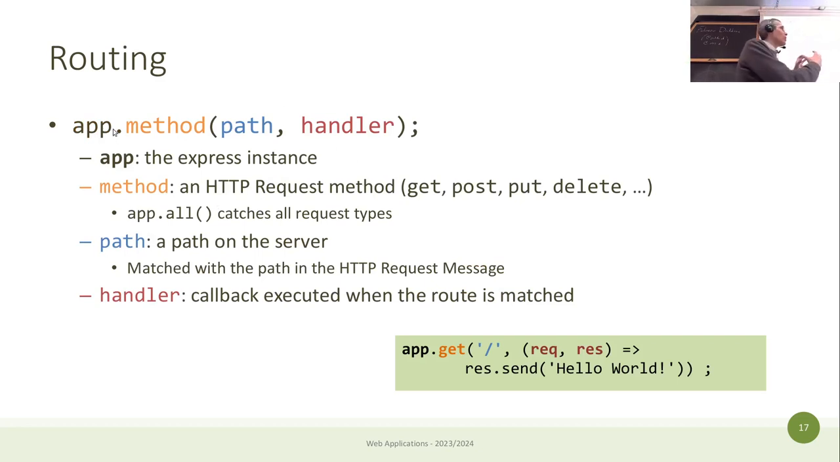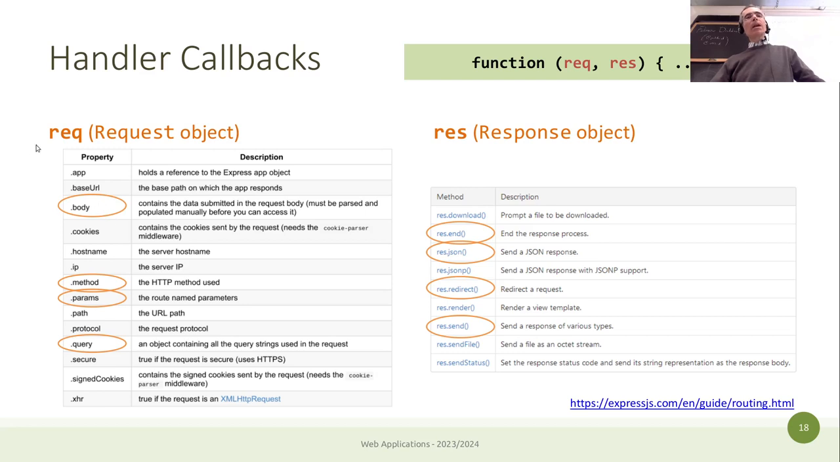App means the object created by Express. Here is the method, and the method is the HTTP method, all lowercase. So this could be get, post, put, delete in our application. The path, which is a string, and the handler, which is a callback, okay? Which takes two parameters. And the two parameters have this meaning. They are objects, and there are important properties inside these objects, like .body. .body gives us access to the body of the request. We will see examples later.